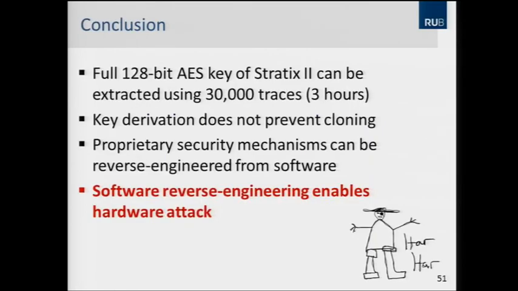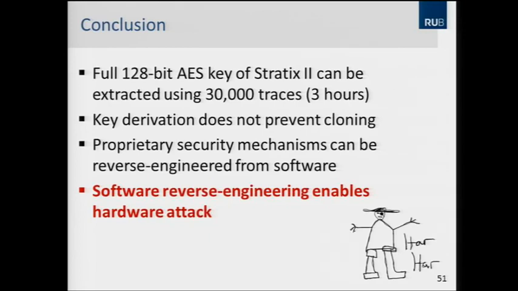So, result of the first case study: the full 128-bit AES key of Stratix 2 can be extracted in about 3 hours. And this key derivation mechanism, of course, does not prevent the product pirate from cloning. He can just do this with the AES. Another important lesson from a more general perspective: you can do software reverse engineering to do hardware attacks after that. If you have a very complex system, you can reverse engineer parts from software if available, and then use that knowledge to attack the system.